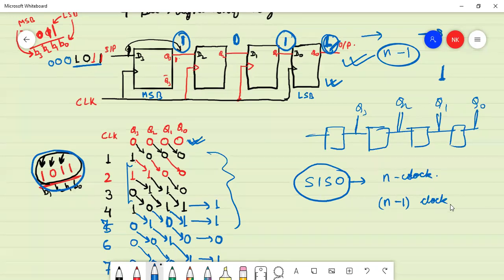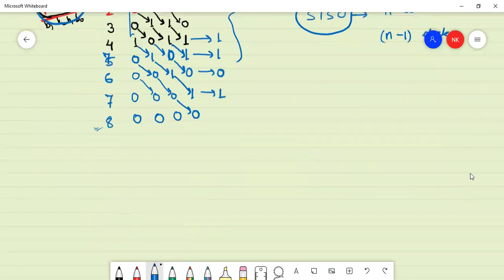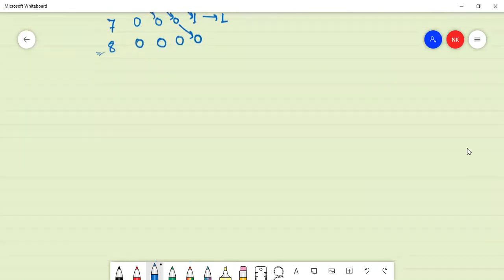Next, we will have the parallel in, serial out. So in the case of parallel in, serial out, we will give input to all the flip-flops parallelly, and we will get the output in serial form. Okay. So only this much is there.